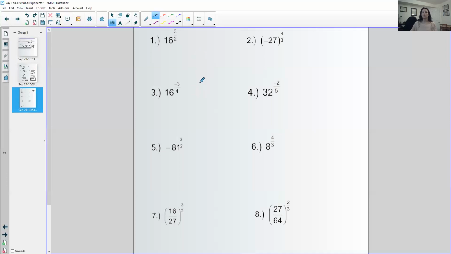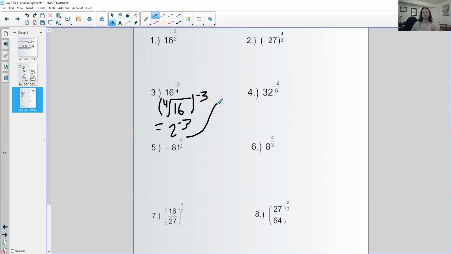So let's skip this one. Let's go to this guy over here. So I have 16 to the negative 3 over 4. The negative is in the exponent, which means eventually you're going to have to take the reciprocal of your base. But let's play around with this first. The denominator is going to go out front. So this is going to be the 4th root of 16 raised to the negative 3. The 4th root of 16 is 2. So this is 2 to the negative 3.